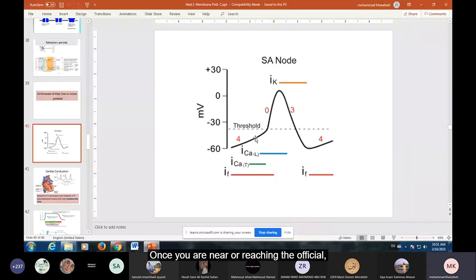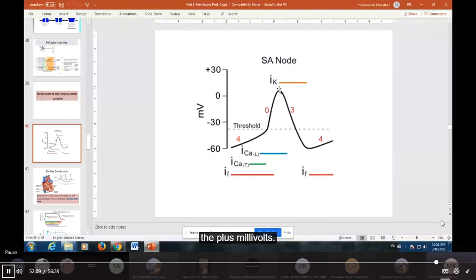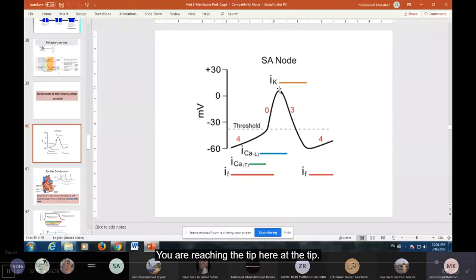By activation of the T-type, you are getting more depolarization. Once you are near or reaching the threshold, you are activating the second type of calcium channels, which are called long-lasting type. By activation of the long-lasting type, you are getting that fast reflection of the action potential up toward the plus millivolts. You are reaching the tip here.